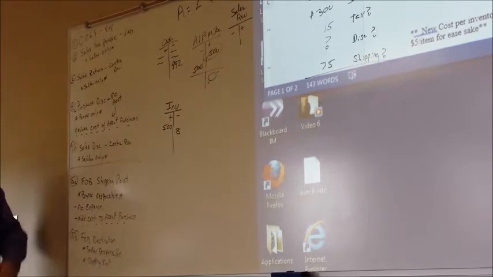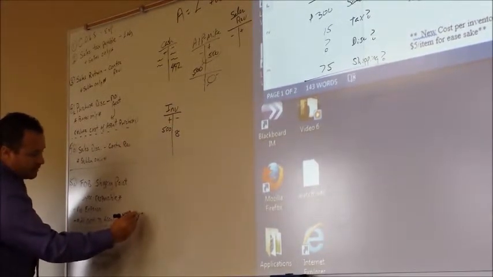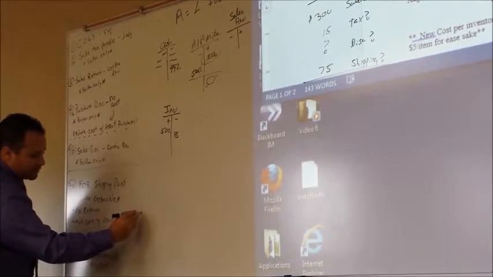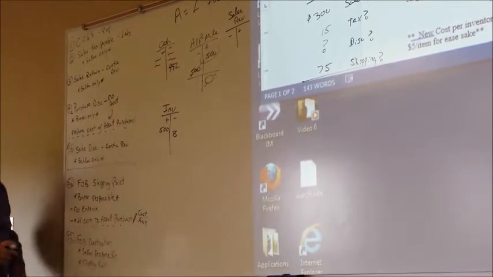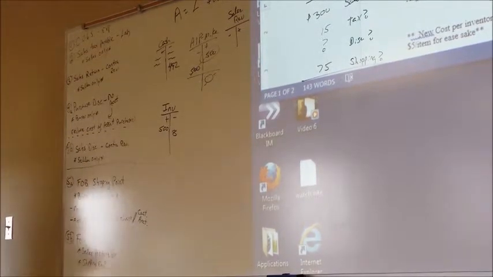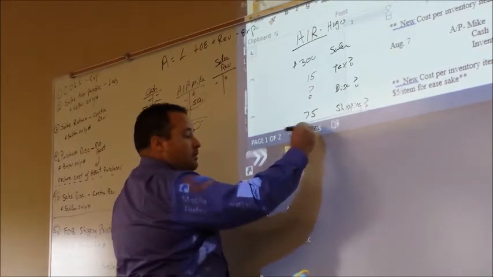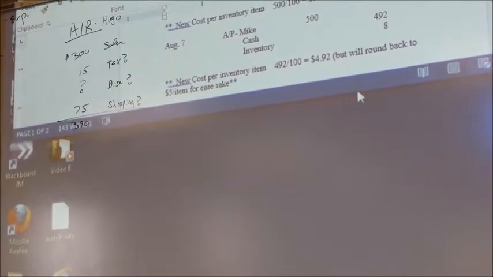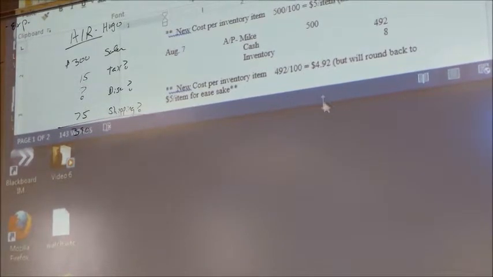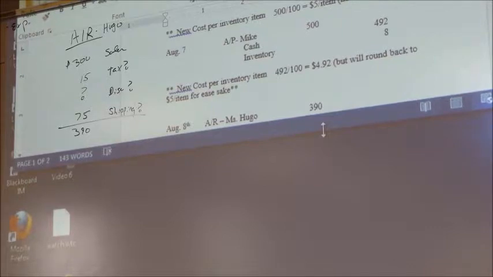Or add the cost right to, I should put here, the customer's account. Okay, so Hugo owes me right now $390, and so that tells me my debit. Doing that work, what I just did also gives me the debit.